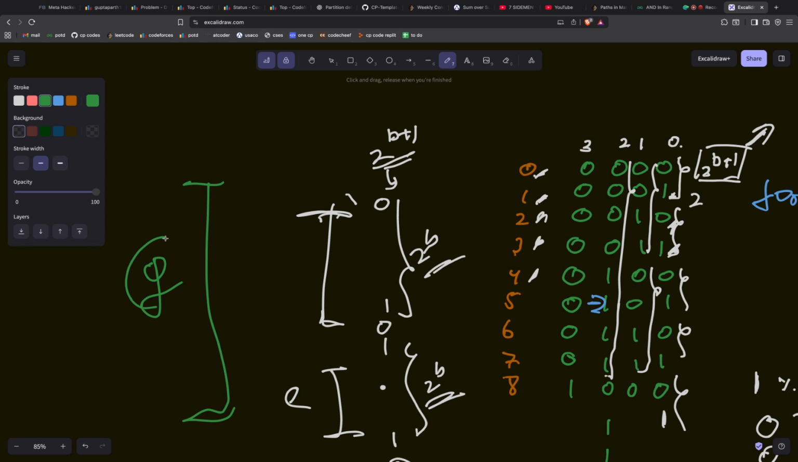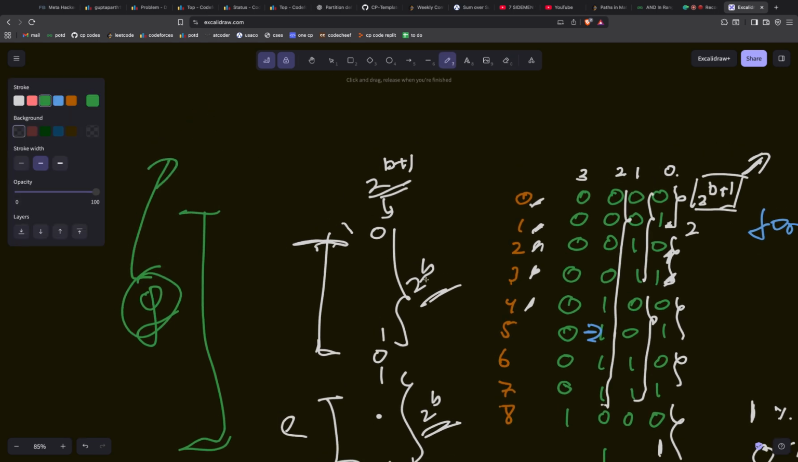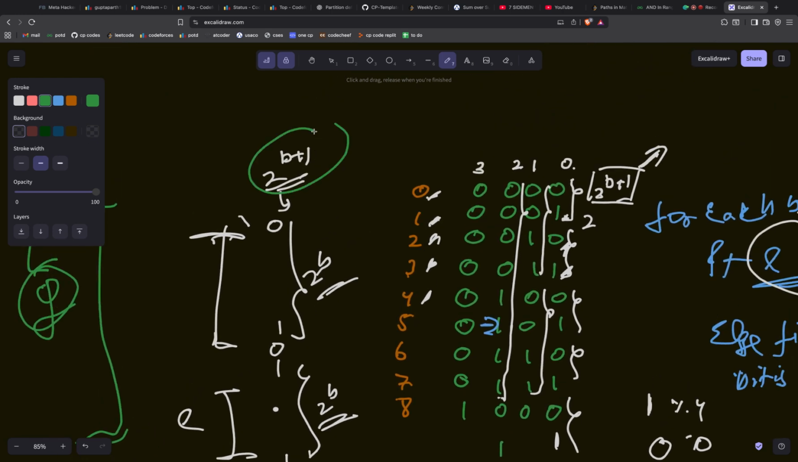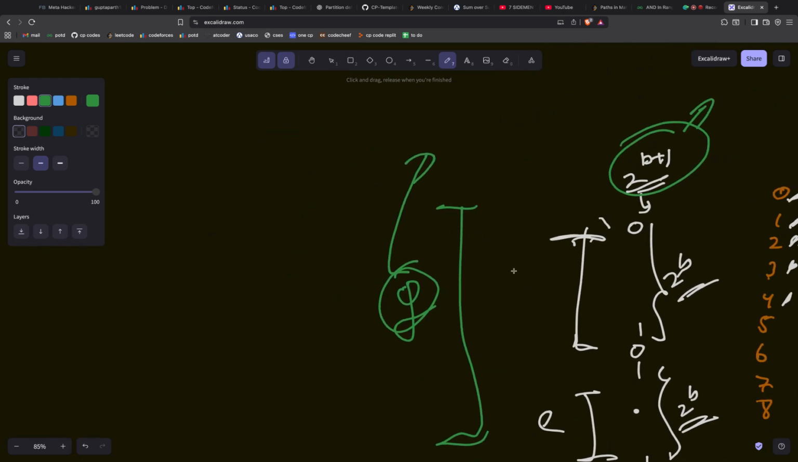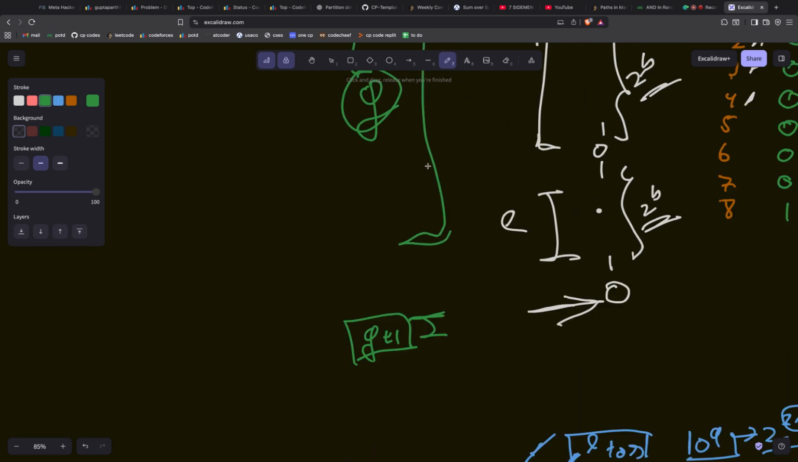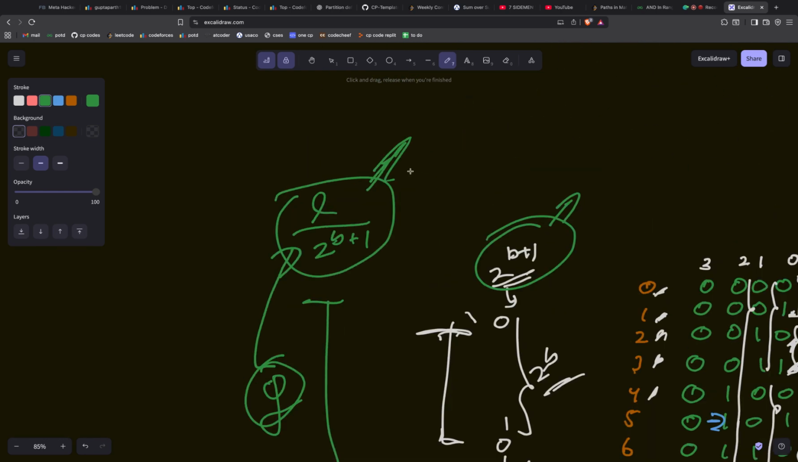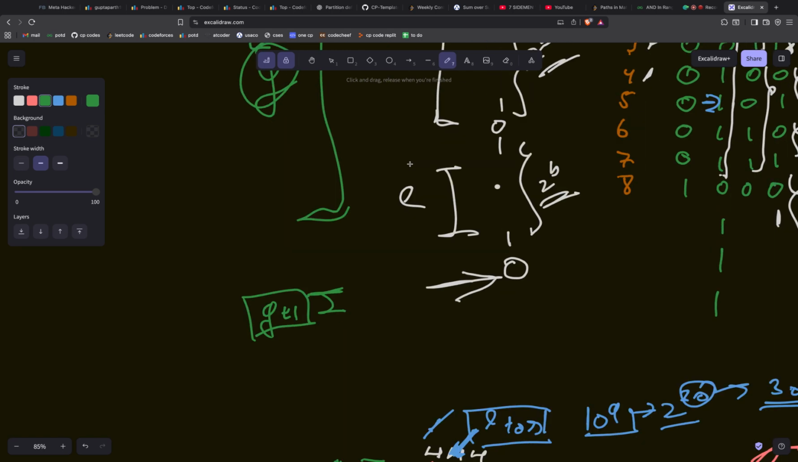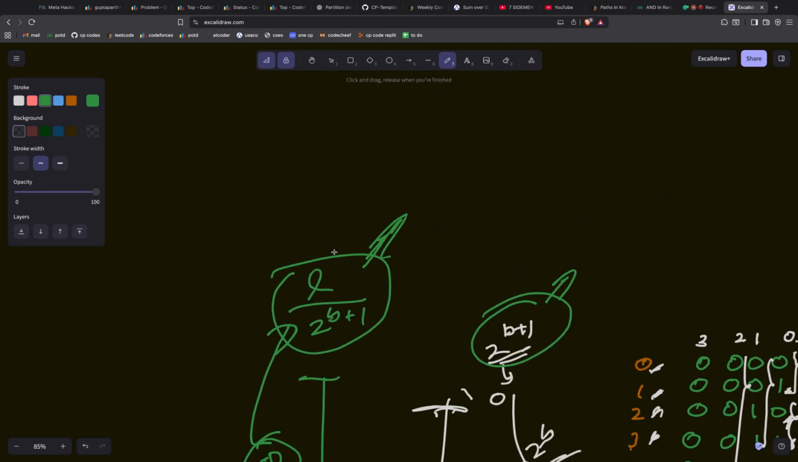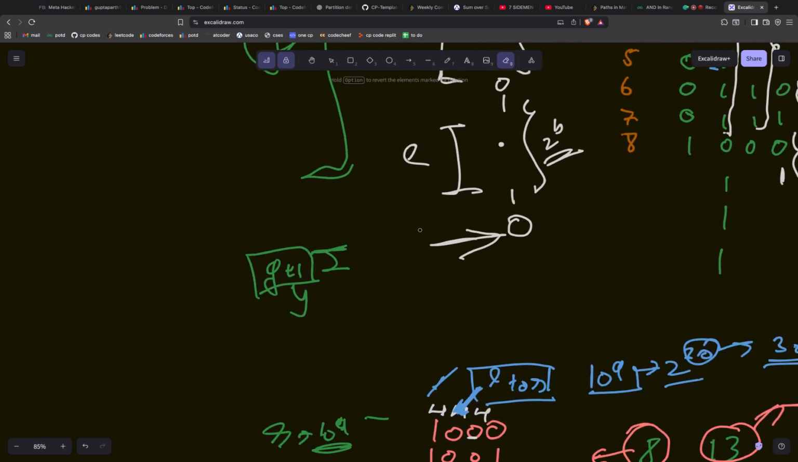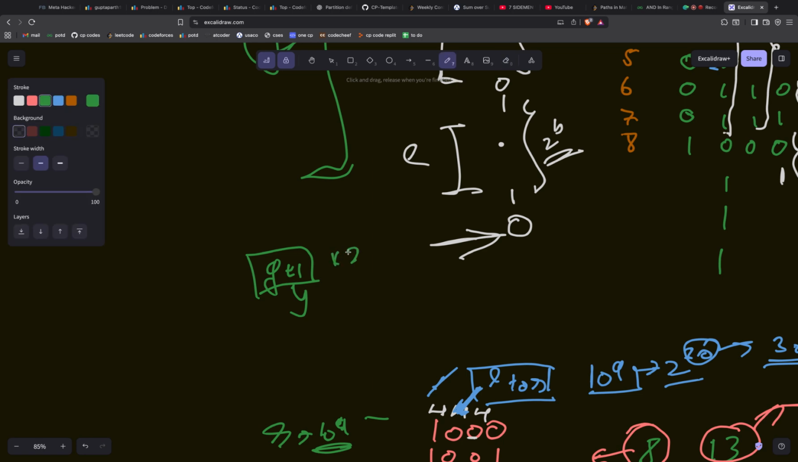And what would be the group of this? See, each group is of size 2 raised to b plus 1. We are at L, so L would be in the L divided by 2 raised to the b plus 1 group. So G is the group in which L is. Now we'll find the next group, which is just G plus 1, and the position would be G plus 1 into group size, which is 2 raised to b plus 1. Hopefully this makes sense.